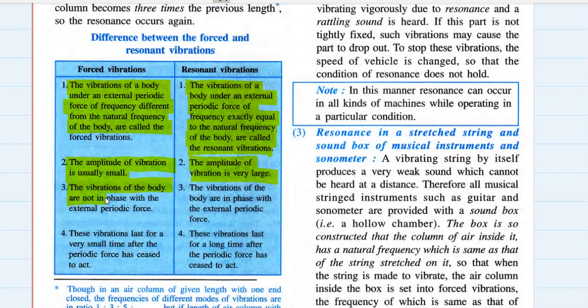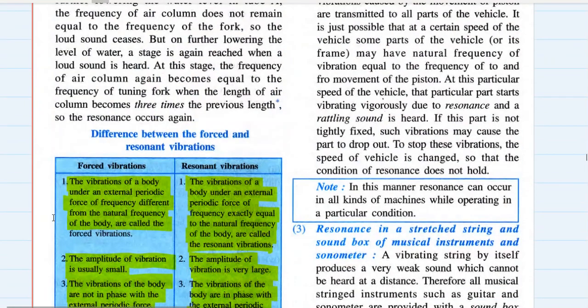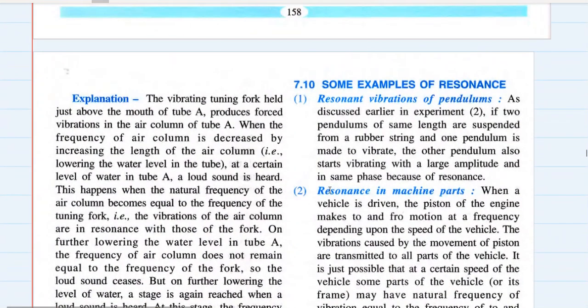The vibrations of the body are not in phase with the external periodic force in forced vibration. The vibrations of the body are in phase with the external periodic force in resonant vibrations. In forced vibration, these vibrations last for a very small time after the periodic force has ceased to act. In resonant vibration, these vibrations last for a long time after the periodic force has ceased to act. Okay, so these are the differences between forced and resonant vibrations.